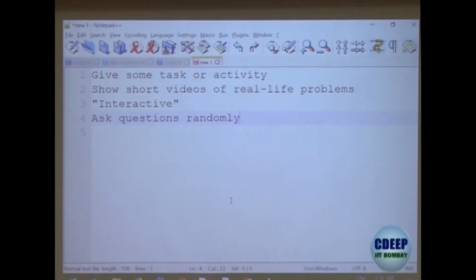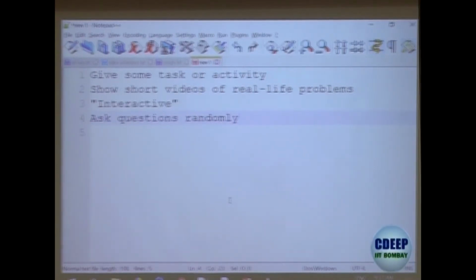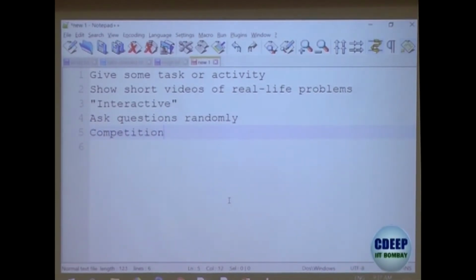Asking questions randomly. Roll number 13, give me the answer to this question. Right? Next time what will happen? Roll number 13 will not come to class at all. Right? What else? Competition of question answers. So debate basically. Some kind of a debate. What else? Somebody from here.